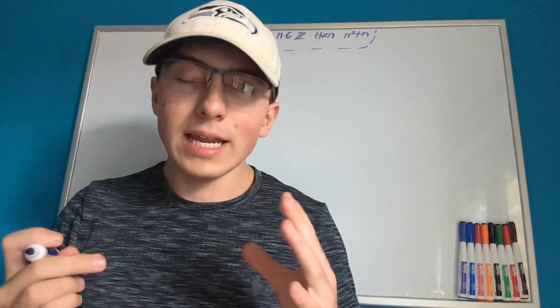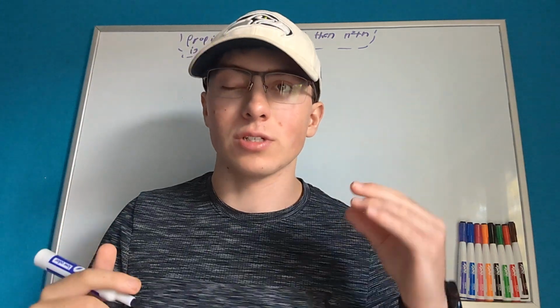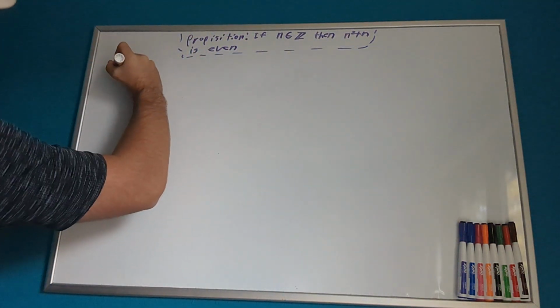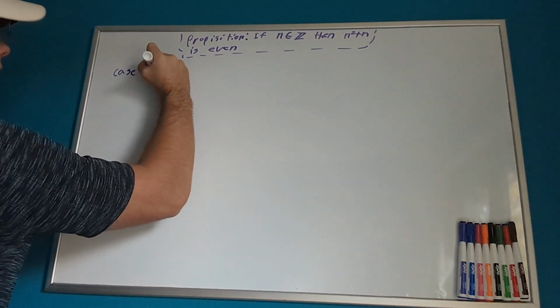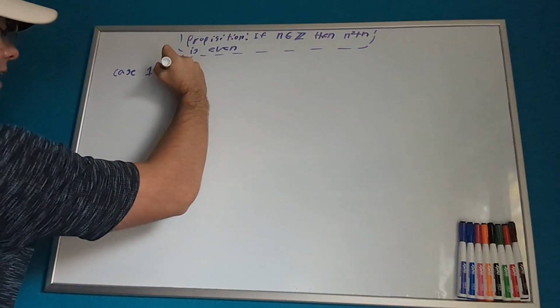Well, an integer can either be even or odd. So in our proof, we're going to have two cases. One case where the integer is even, and the other case where the integer is odd. Okay? So we'll start with case 1. And in case 1, we'll have n is even.